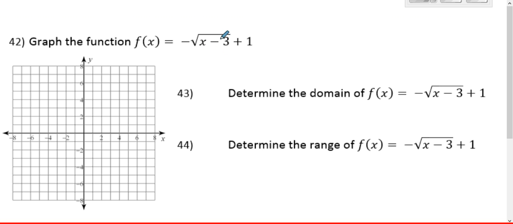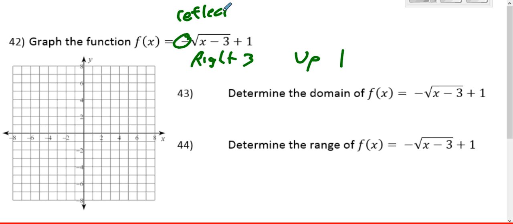So this one, it shifts. It's got the minus 3, so that means right 3. And plus 1 means up 1. And then this negative makes it reflect down, reflect over the x-axis. So instead of starting here at 0, 0, it starts right 3 up 1 from there. Right 3 up 1.